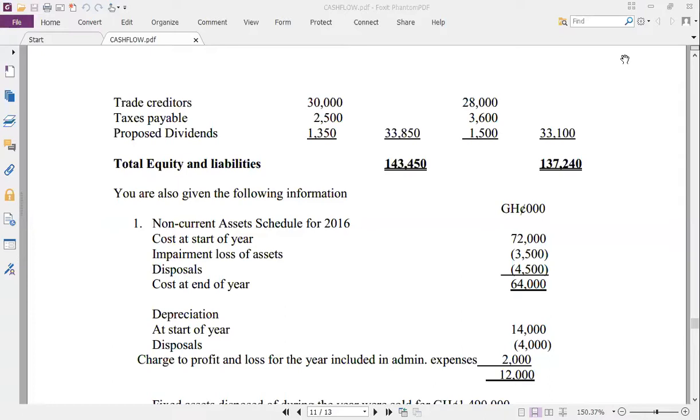Impairment is like when you feel you are losing, when you're not feeling well and you are showing symptoms. The first thing they'll ask is, go and test for COVID. So COVID is just like impairment. Unless you test, you don't know that you have COVID. So it's the same thing with impairment: there must be an indication.